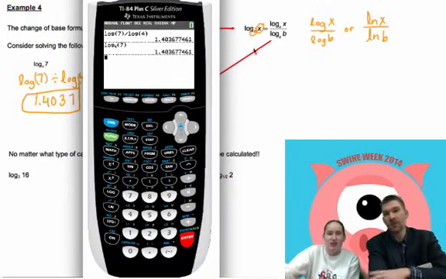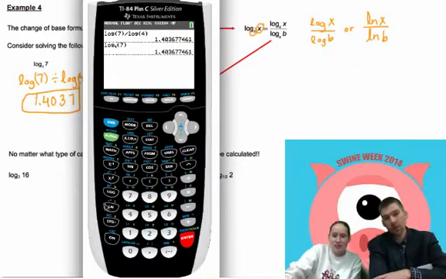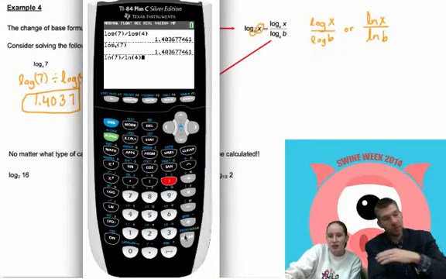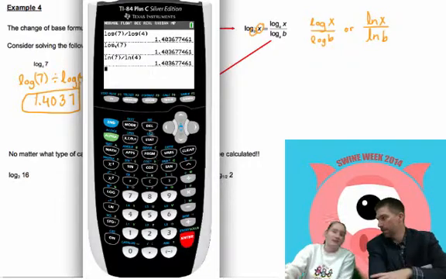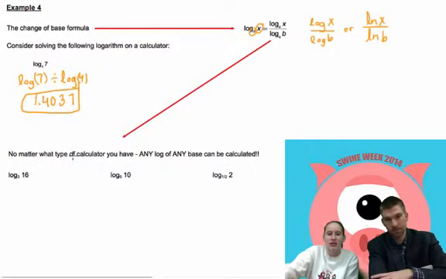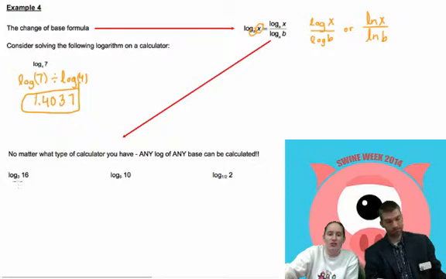Just for fun, do natural log. And by the way, notice that K-Steve is closing the parentheses on that 7. I'm telling you, that will get you every time. All of those are the same, so that's super cool and handy. Now, no matter what type of calculator you have, you can do any logarithm.